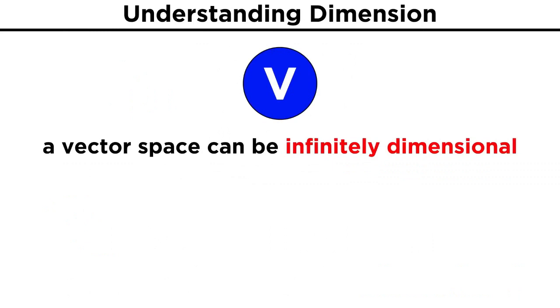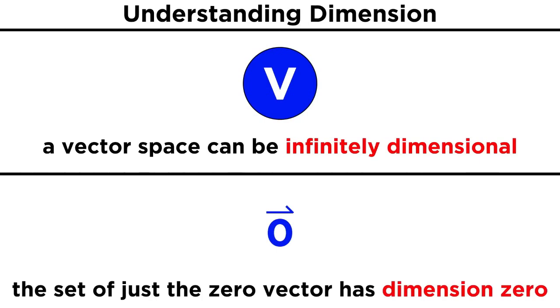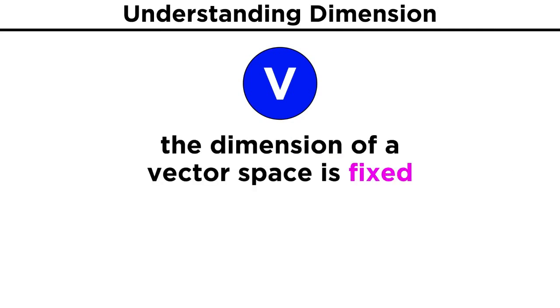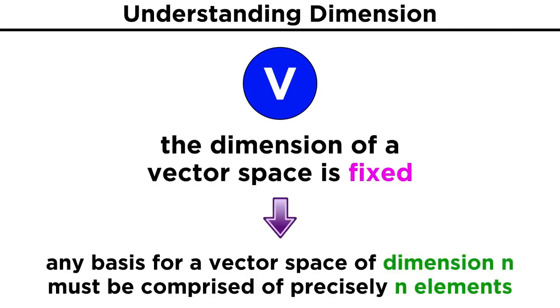Beyond these examples, it is possible for vector spaces to be infinitely dimensional, and we also say that the set which contains only the 0 vector element has dimension 0. The dimension of a vector space is fixed, so no matter what basis we end up using for a vector space of dimension n, there will always be n elements in the basis, no more, no less.